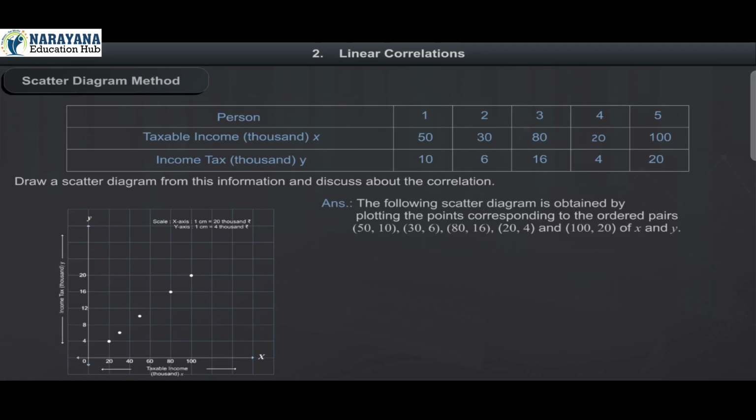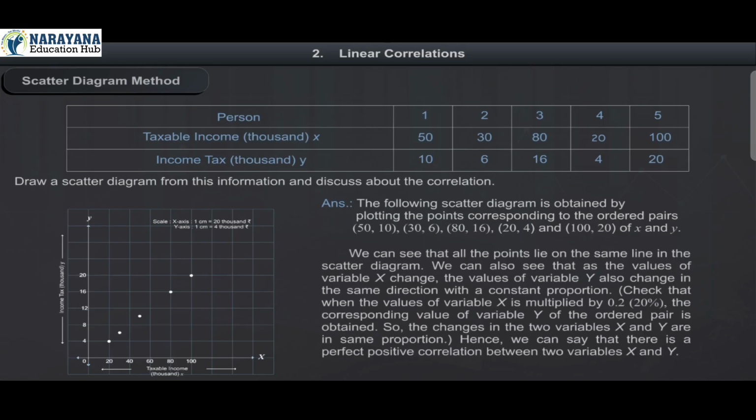Answer. The following scatter diagram is obtained by plotting the points corresponding to the ordered pairs (50, 10), (30, 6), (80, 16), (20, 4) and (100, 20) of x and y.